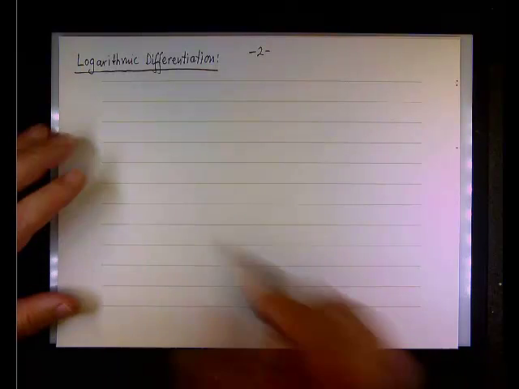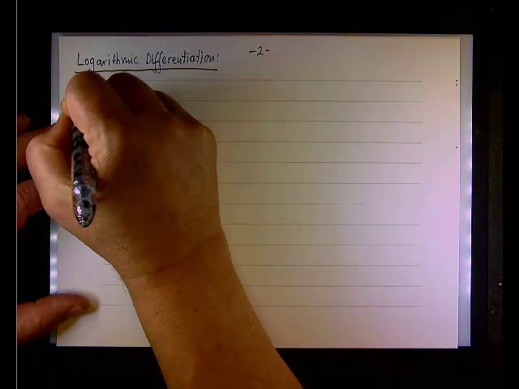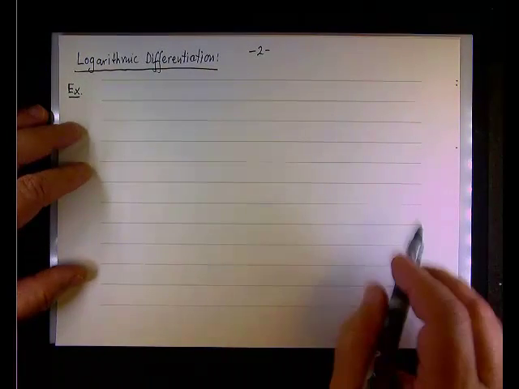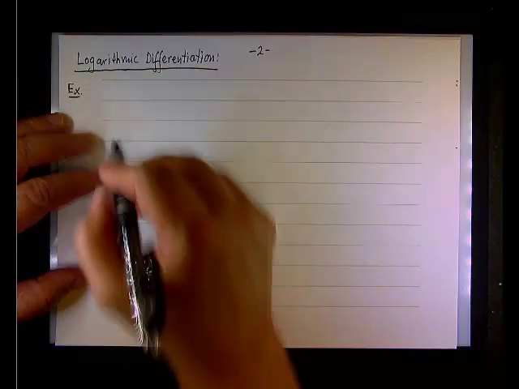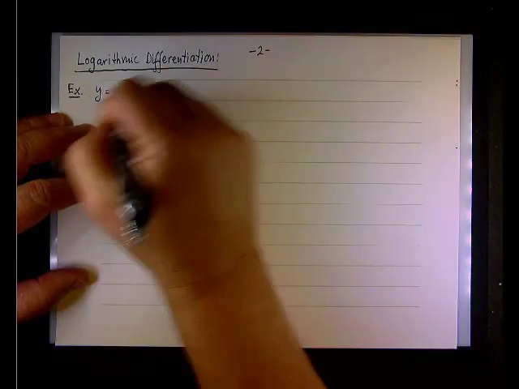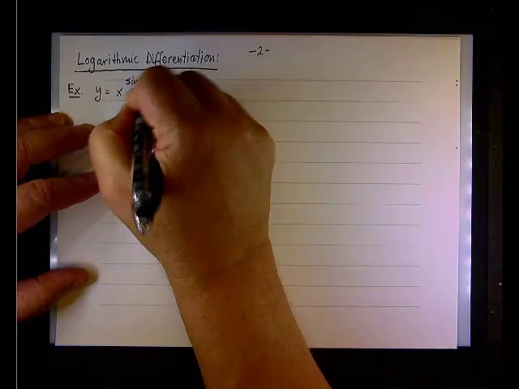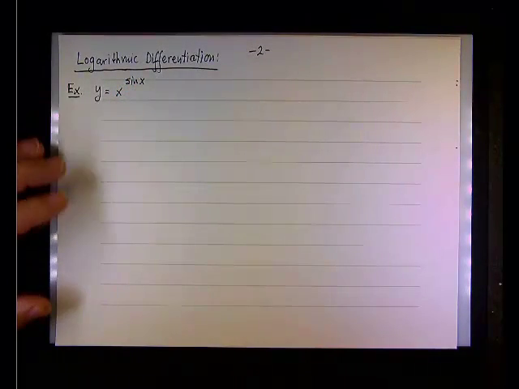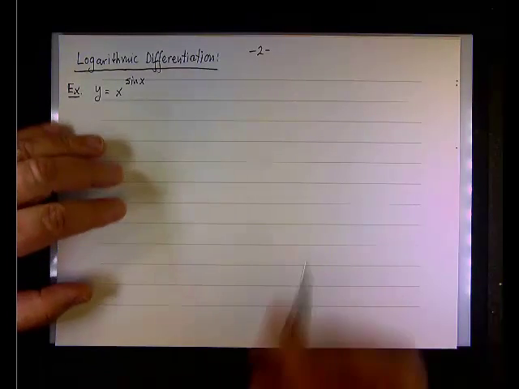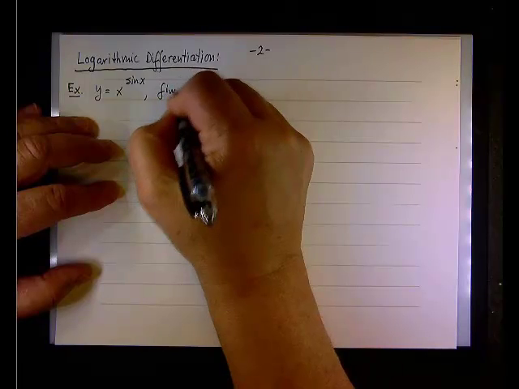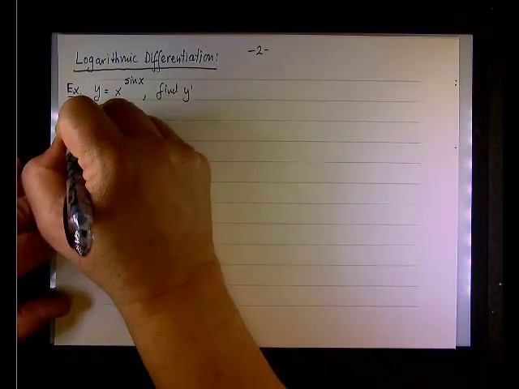So here's the first example. We are revisiting logarithmic differentiation. And the first one, you have a function that looks like this: y equals x raised to the power of sine x. So a mix of exponential function and trigonometric function. And we want to find y prime.